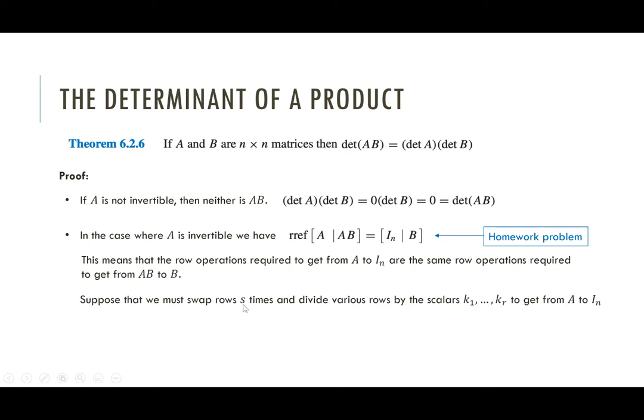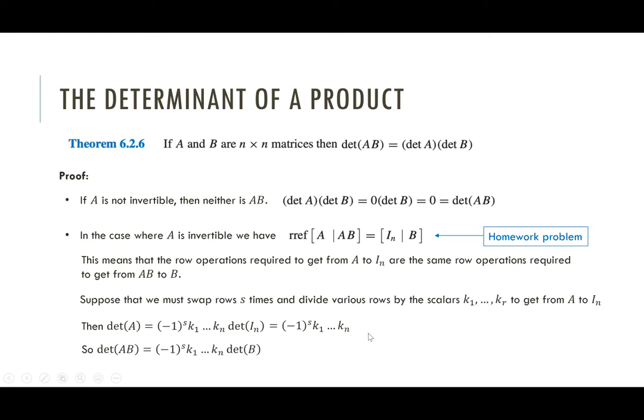But okay, if you have s row swaps and you divide rows by scalars k1 to kr to get from A to the identity, then as we saw in our previous video, this means that the determinant of A is equal to minus 1 to the number of row swaps times the scalars that you divided out times the determinant of the identity matrix, or as we saw last video, this would be the determinant of the reduced row echelon form, but in this case, the reduced row echelon form is the identity. So really, this is telling us that if A is invertible, then the determinant of A is just minus 1 raised to the number of row swaps times these scalars.